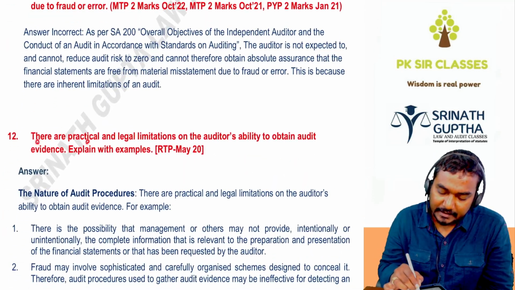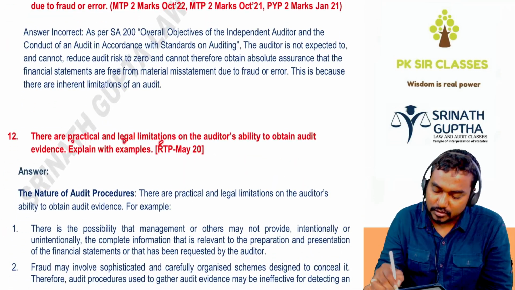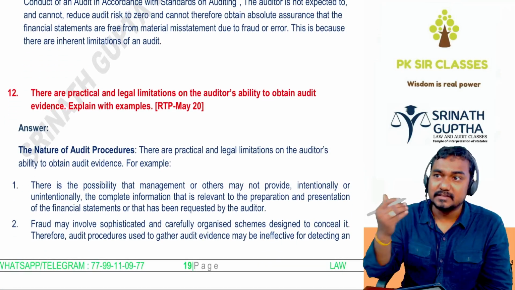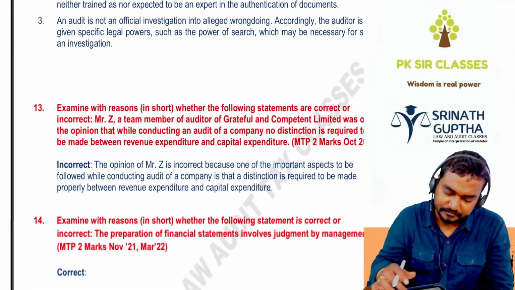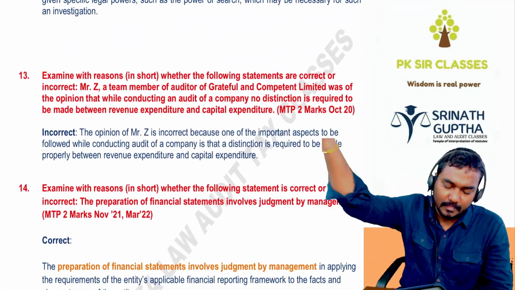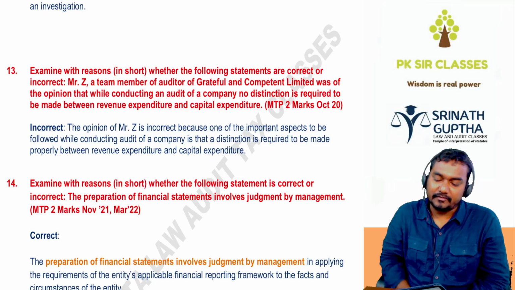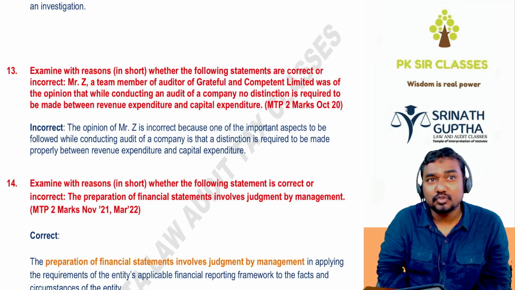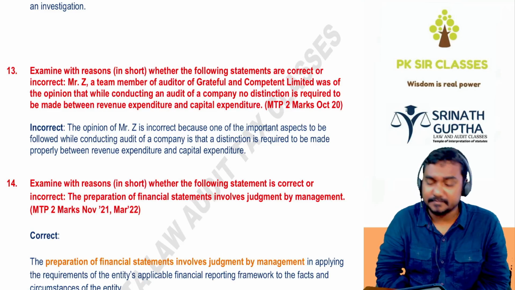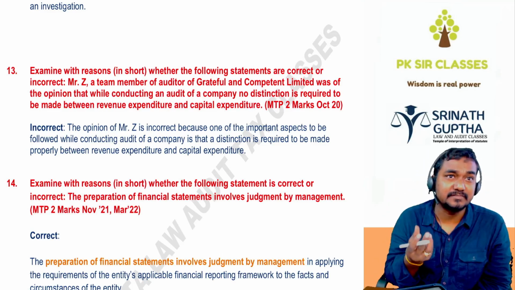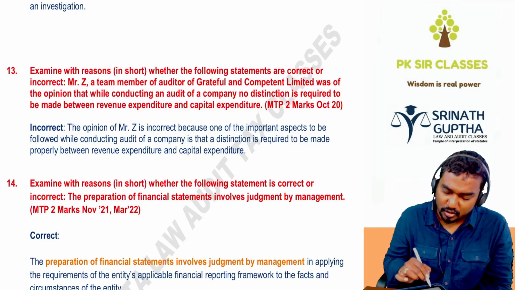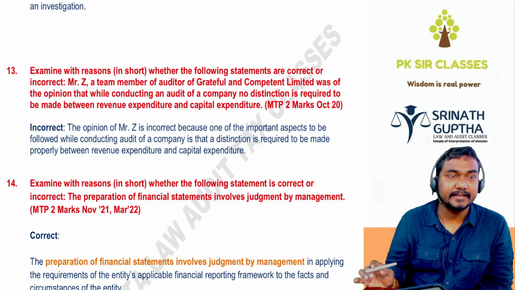There are practical and legal limitations on the auditor's ability to obtain the audit evidence. Give the examples, when we are unable to obtain it. Give with reasons whether the following statements are true or false. Most of the questions are 2 marks, 3 marks, true or false. He is testing how much you understand the subject, how much you are learning by heart, how much you are understanding. But technical words you have to keep as they are.